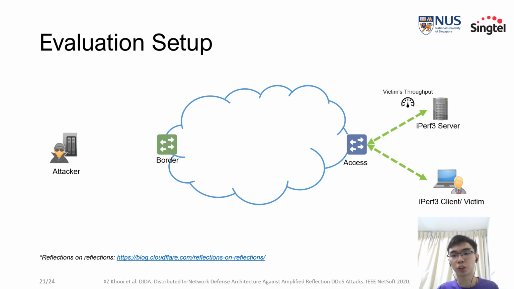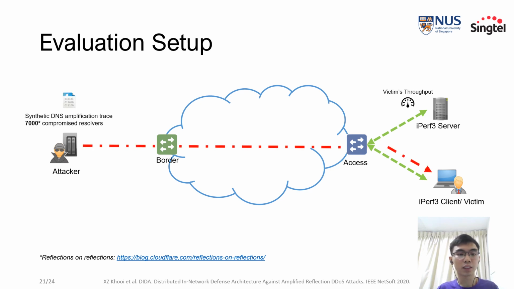So here, we would measure the victim's effective throughput. Then, the attacker would replay a synthetic DNS amplification trace, which consists of 7,000 compromised resolvers. The number of 7,000 is based on statistics released by Cloudflare. Outside of the border, we would measure the attack rate coming from the attacker.